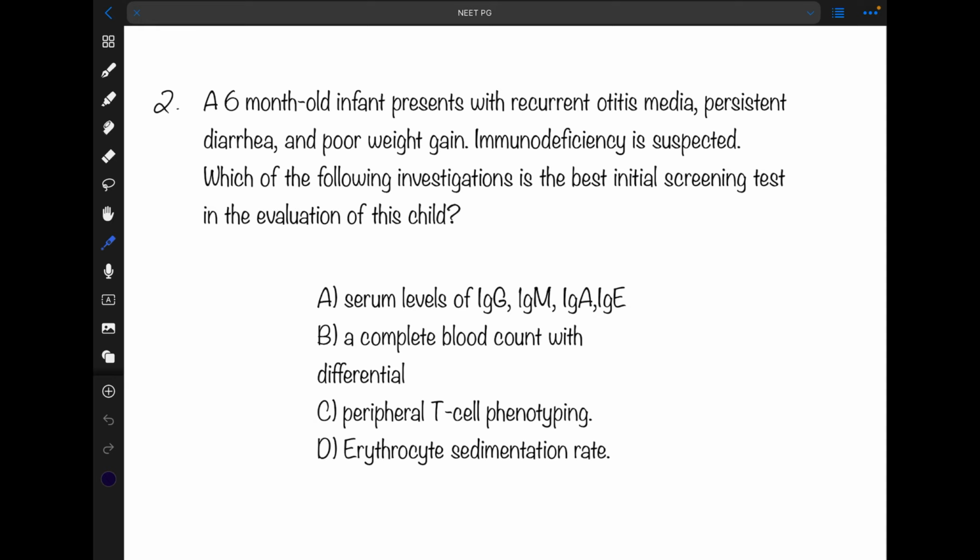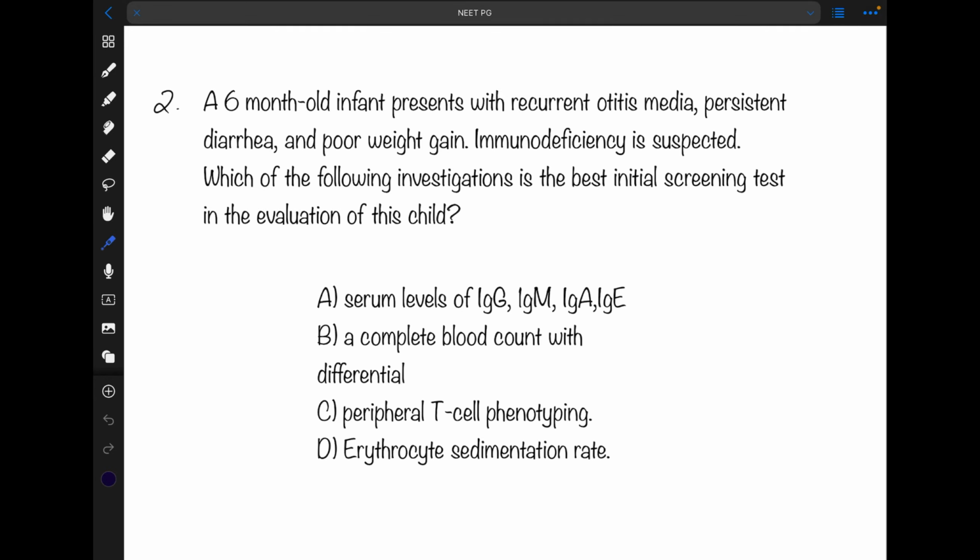The second question is: a 6-month-old infant presents with recurrent otitis media, persistent diarrhea, poor weight gain, and immunodeficiency is suspected. Which of the following investigations is the best initial screening test in the evaluation of this child? Option A is serum levels of IgG, IgM, IgA, and IgE. Option B is a complete blood count with differential. Option C is peripheral T cell phenotyping. And option D is erythrocyte sedimentation rate.